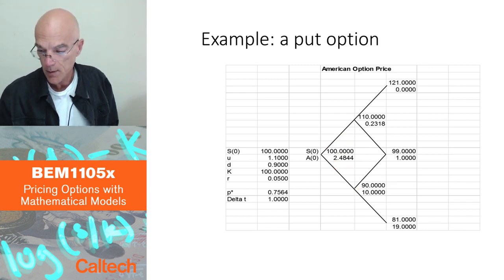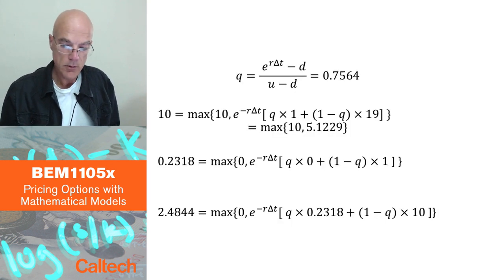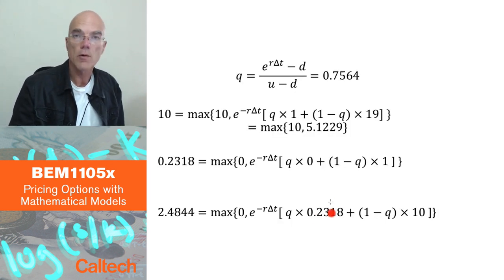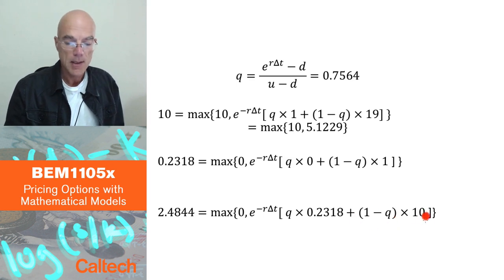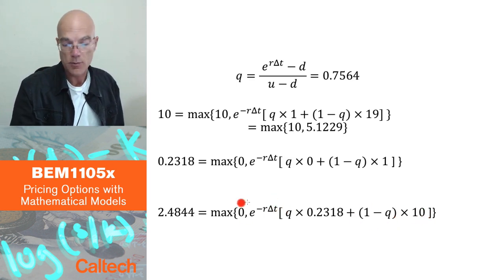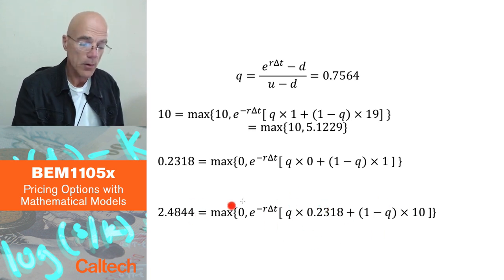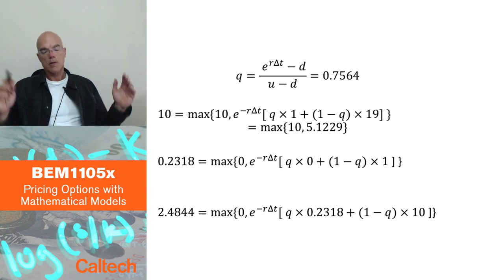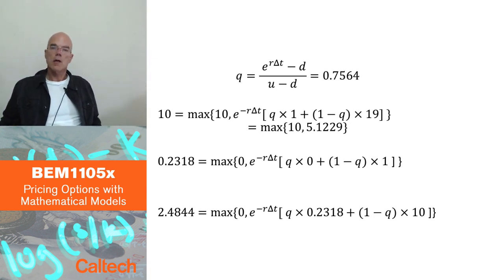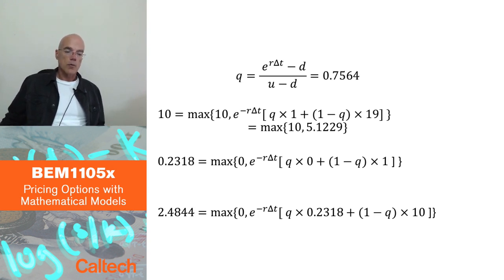Okay, so let's look at the numbers. Q times 0.2318, 1 minus Q times 10. Discount, maximum is 0. It's going to be this number. If you compute it, it's 2.4844. So if this model is good enough for you, you would charge, as the seller of the option, something like $2.5 for one option of this kind. And as a buyer, you would also be happy with this price if you believe in this model.